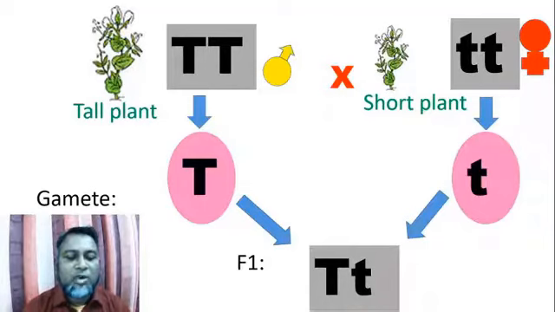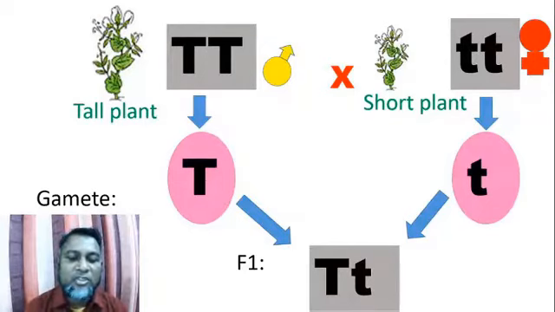Capital T small t has two types of allele. One is capital T and the other is small t. As a result, from capital T small t, two types of gametes are created, one with capital T and the other with small t. Here we observe law of segregation.